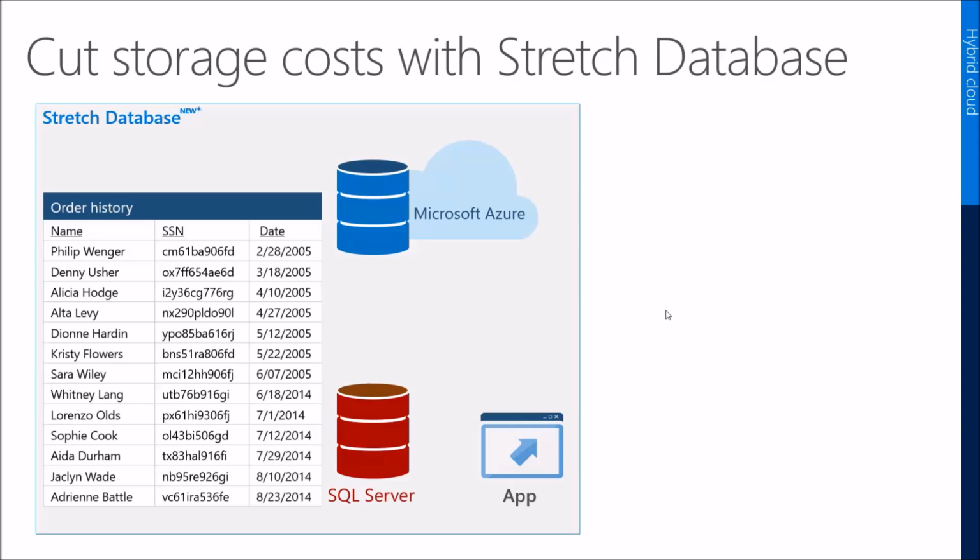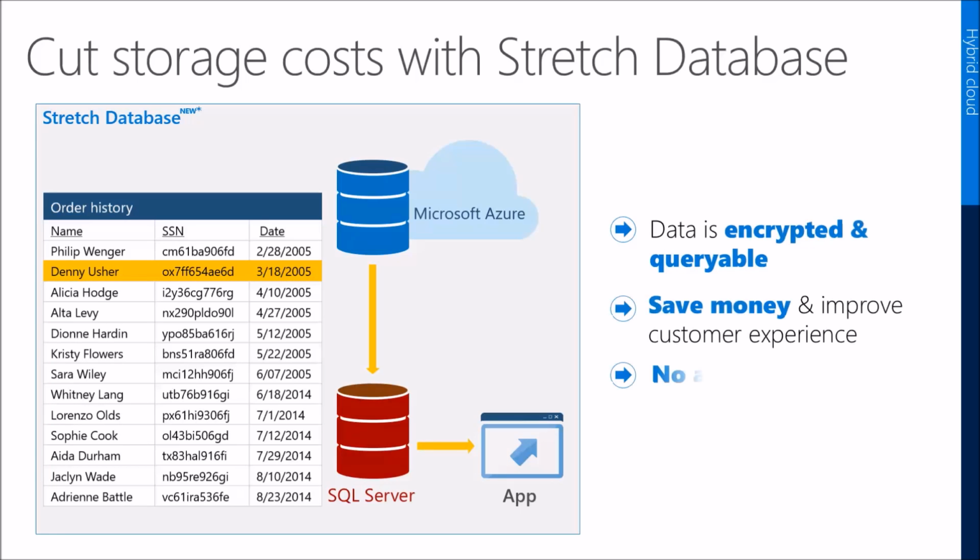Now, the neat thing is when the application goes to query this data, it's 100% transparent. No changes necessary. A query is sent out to the on-premises SQL Server. It checks to see if it needs to go to Azure to get that, what we're calling colder data. If not, it'll just go locally. If it does, it'll pull it out of Azure and then pull it back seamlessly. The data is encrypted. You save money this way. And absolutely no application changes necessary.